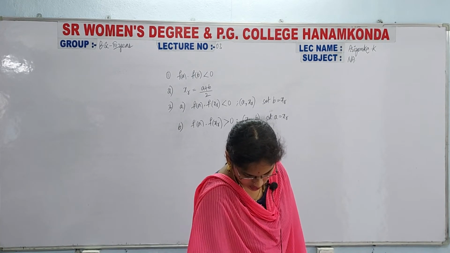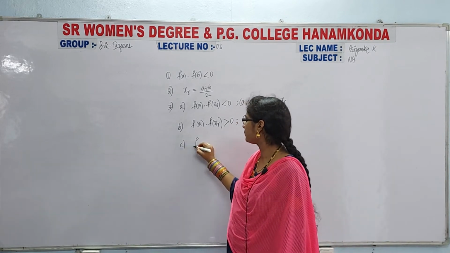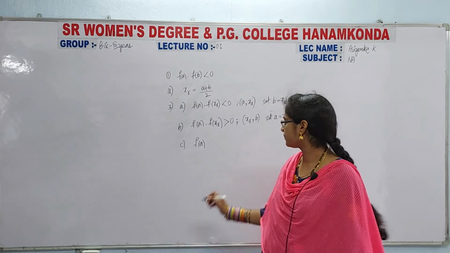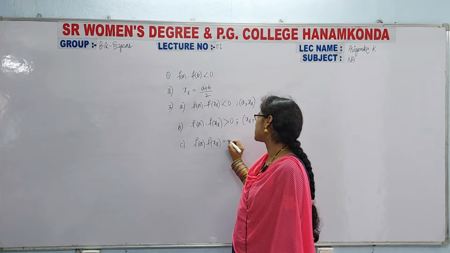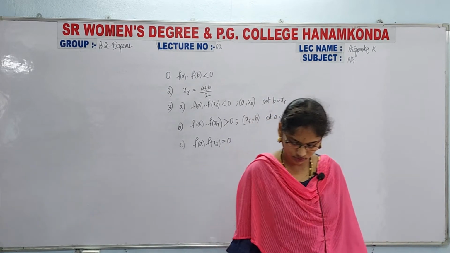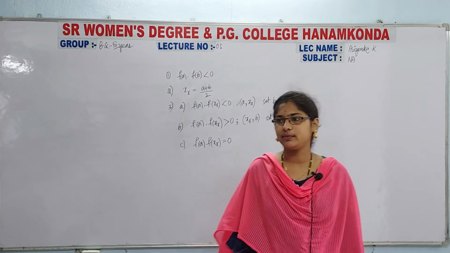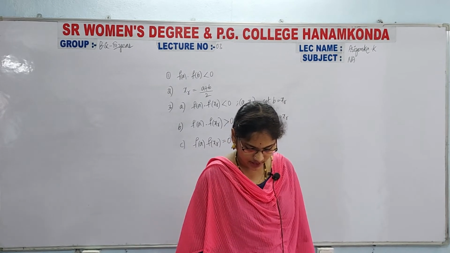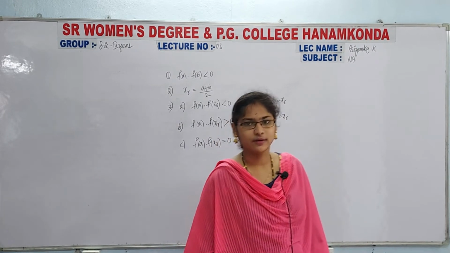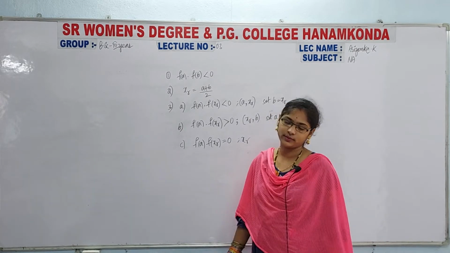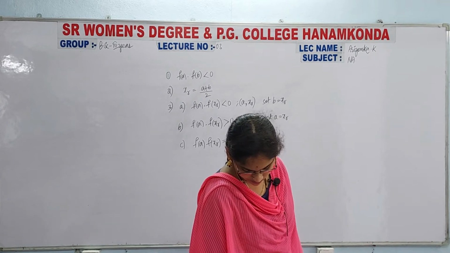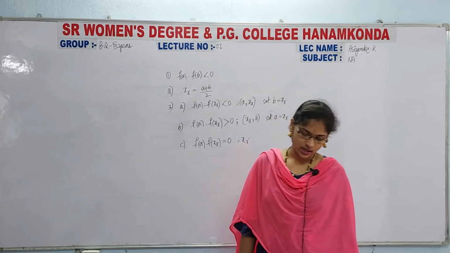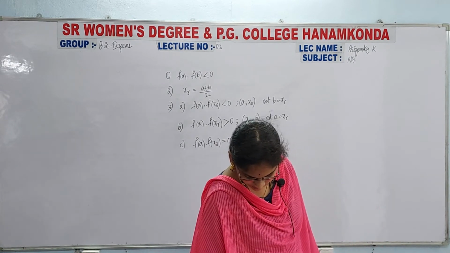Next c1, c: if f of a into f of xr is equal to 0, it means that xr is the root of the equation f of x equal to 0, and the procedure terminates.